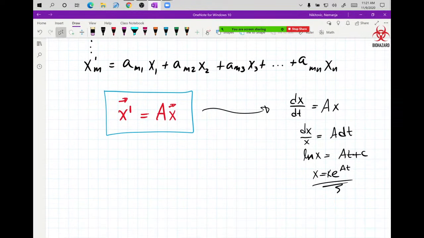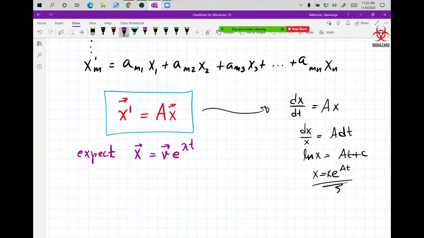So now, instead of expecting x equals k e to the at, we are going to say that we are expecting our solution to have some kind of vector v solution. We expect this x solution to be some sort of vector v e, and then we use this lambda, which is the Greek letter L, for the exponent up there. And now we just need to figure out what these things are.